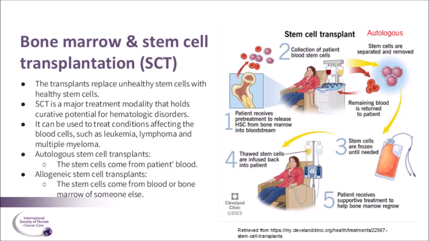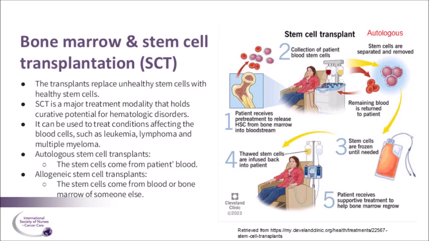Autologous stem cell transplants: the stem cells come from the patient's blood. Allogeneic stem cell transplants: the stem cells come from the blood or bone marrow of someone else. Undergoing an autologous stem cell transplant involves taking medications to increase the number of stem cells in your blood. You'll receive medications that cause your stem cells to increase in number and to move out of your bone marrow and into your blood, where they can be easily collected.